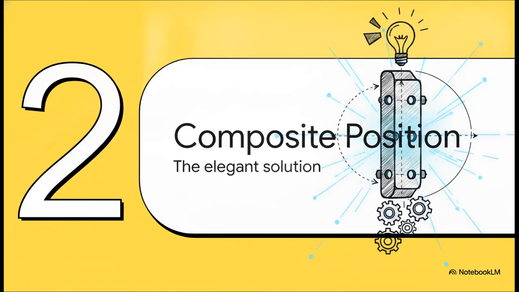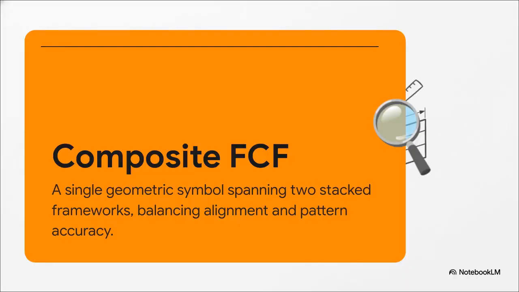Which brings us to Section 2, enter composite position. So, what is it? A composite feature control frame is basically a single geometric symbol that spans across 2 stacked tolerance zone frameworks. That single shared symbol is the dead giveaway that you're looking at a composite tolerance. Both of these segments apply to your part at the exact same time, but they serve completely different functional purposes. Together, they create this brilliant balance between making sure your part aligns with a larger assembly while maintaining strict internal accuracy for the pattern itself.